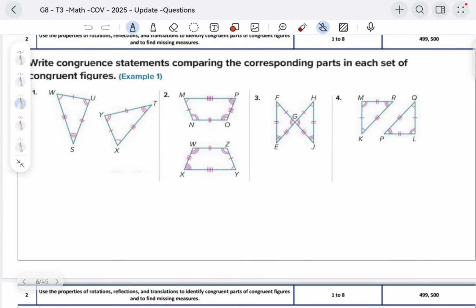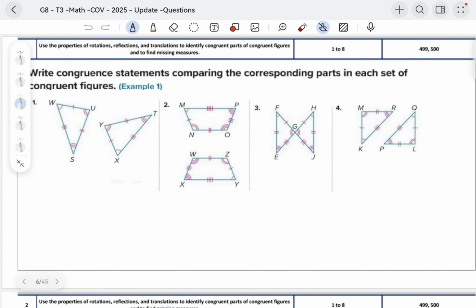Okay, let's continue. For this part, they want us to write the congruency statement, comparing the corresponding parts in each set of congruent figures. Remember to pause the video, try to solve these equations by yourself, and then check your answers with us. Let's start with question number 1. The order here is very important.